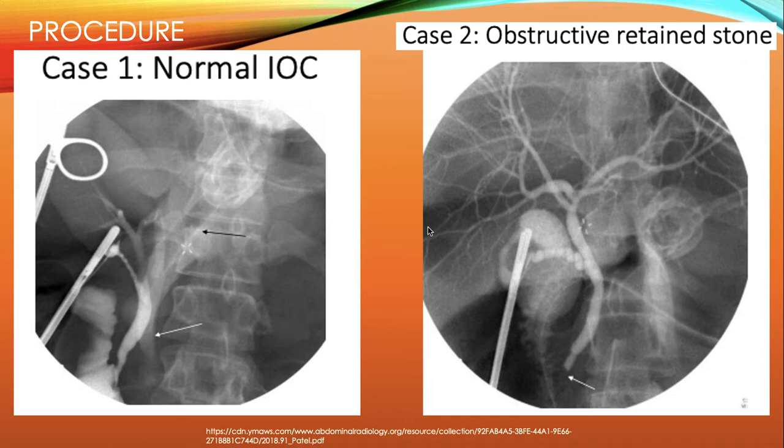So looking at the images that I have here on this slide, if you look at the one to the left, case 1, this is a normal IOC, so this has nothing wrong with it. This is what you want them to look like. And then if you look at the other image of case 2, the white arrow at the bottom is pointing to a stone that is blocking the way.